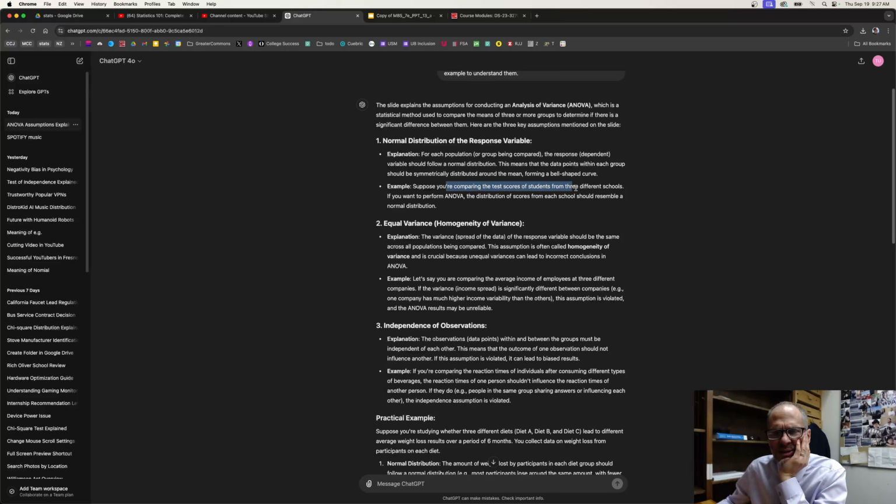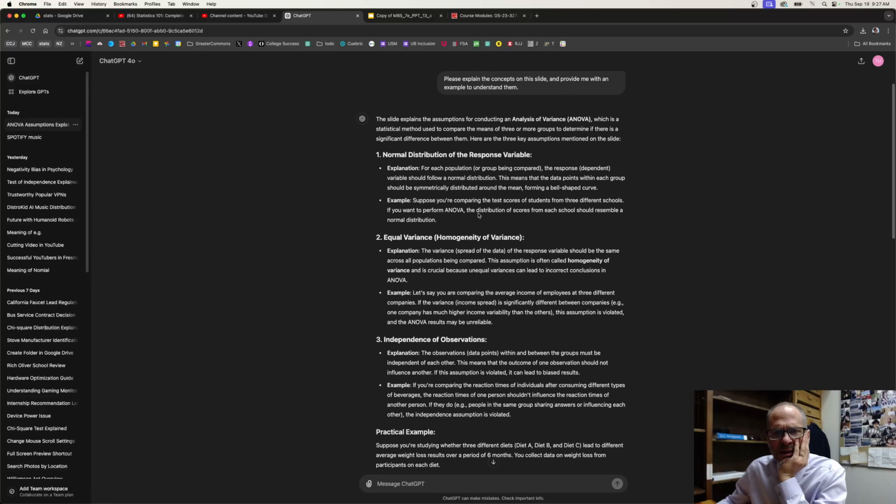Suppose you're comparing test scores for students from 3 different schools. If you want to perform ANOVA, the distribution of scores from each school should resemble a normal distribution. So we need to have normal distribution of the response variable, which is also the dependent variable. That's one of the requirements for doing analysis of variance.